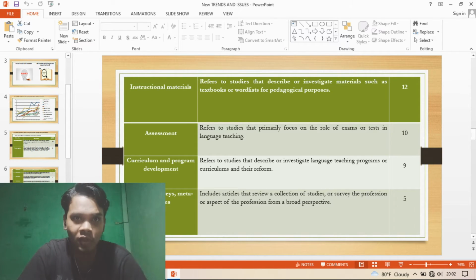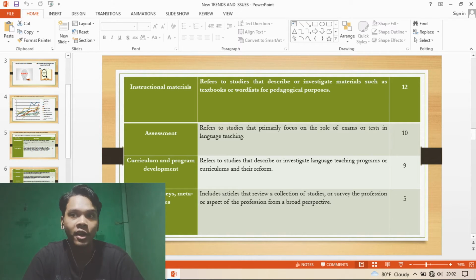And then we have theoretical essay, narrative, and description. These include articles that propose new theories, frameworks, models, methods, descriptions of practice, advocacy, narrative experiences of teaching or researching, or critiques.